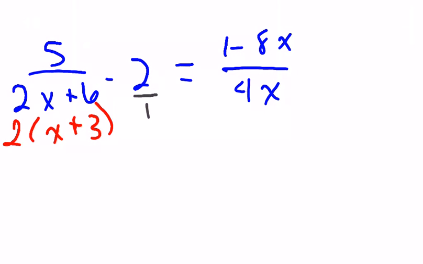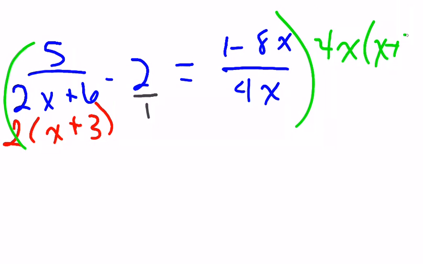And so in our case, we need to look at the 2 times x plus 3, the 1, and the 4x. So 2 does go into 4, so we know that we want a 4 in there. We need an x, and we need an x plus 3. And that should cover everybody.